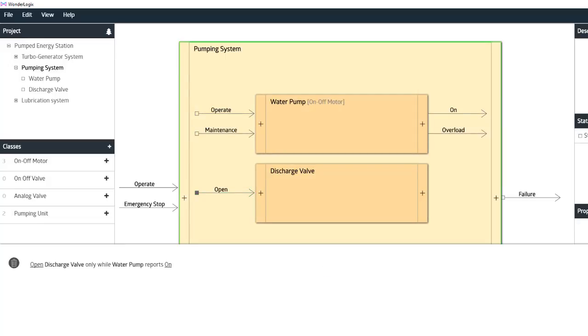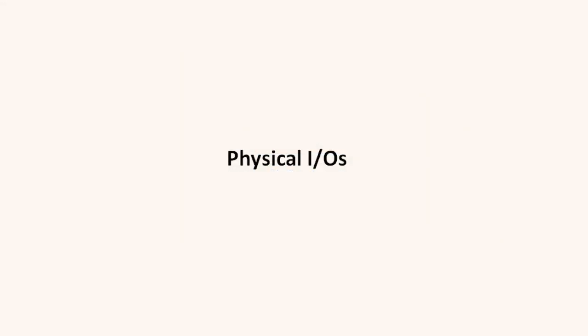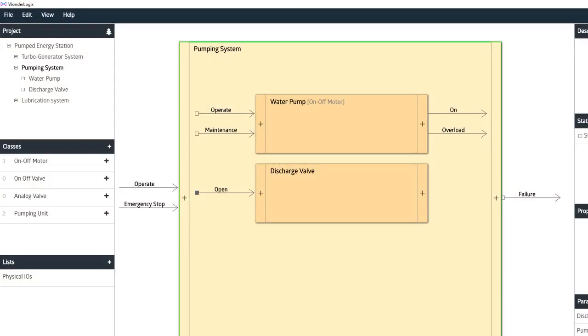In the following videos, we'll show you how to link the signals to the physical I/Os, how to simply create state machines, how to measure time and count events, and much more. But for now, let's jump to the end and see how PLC code is automatically generated.